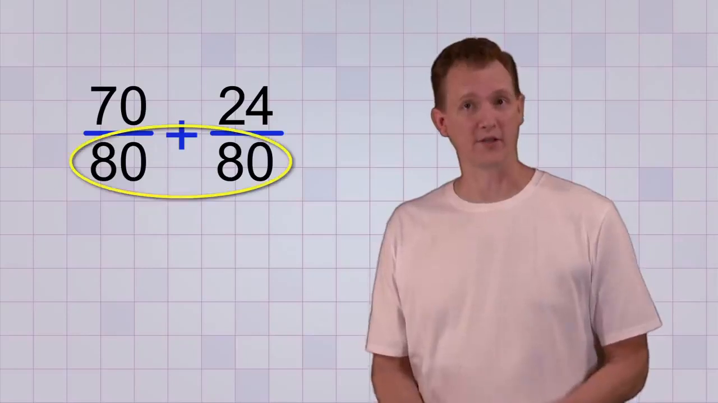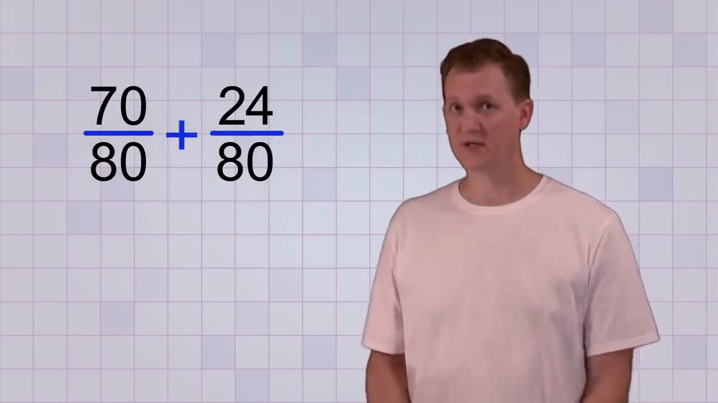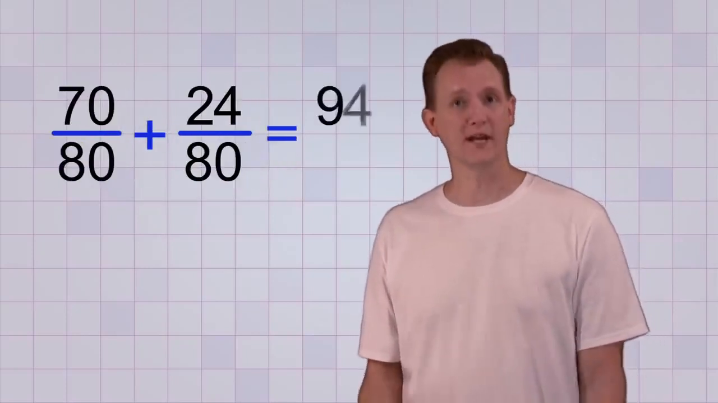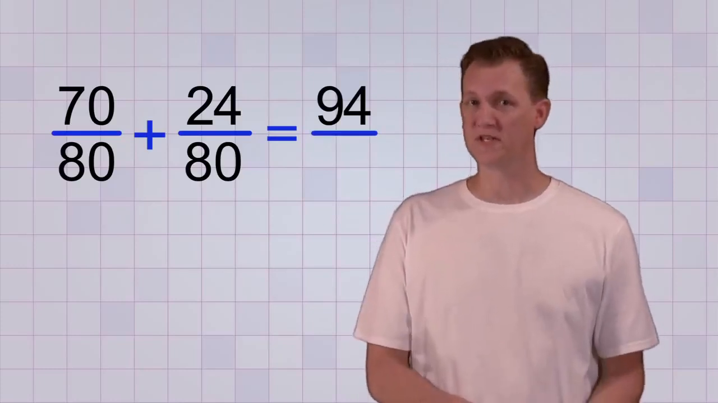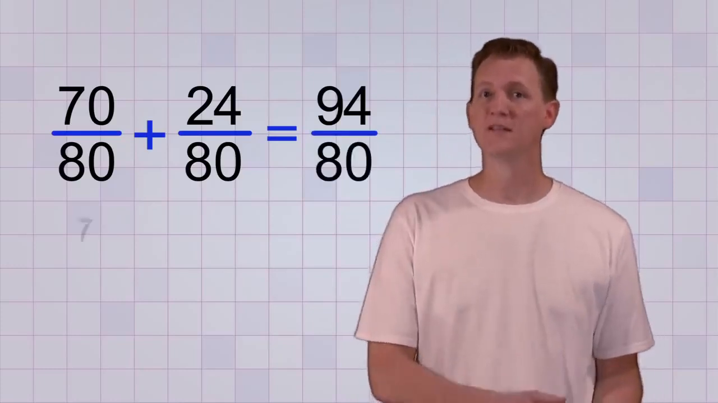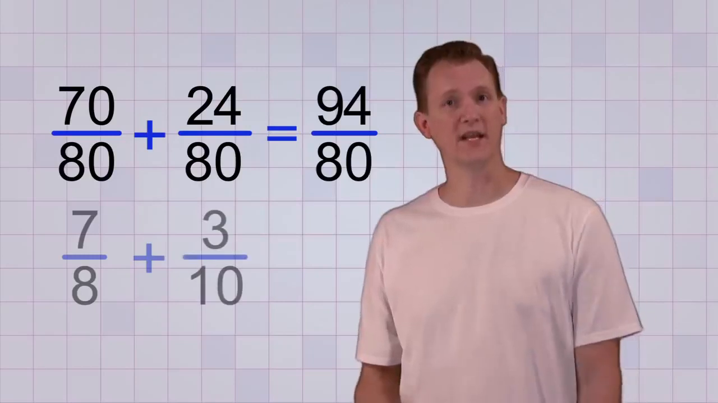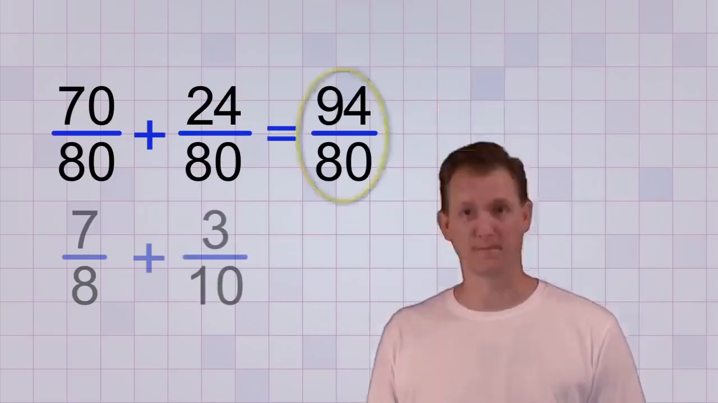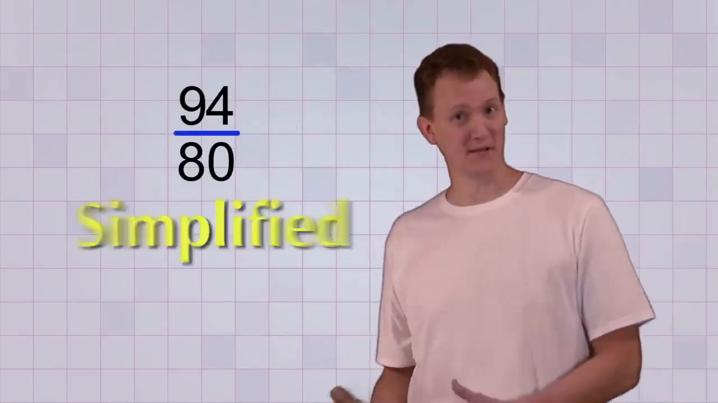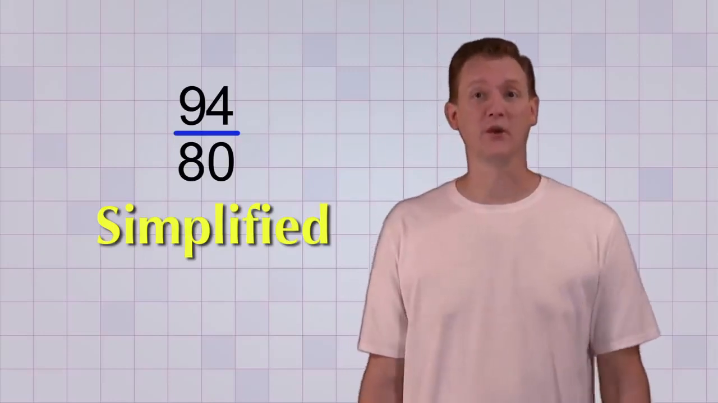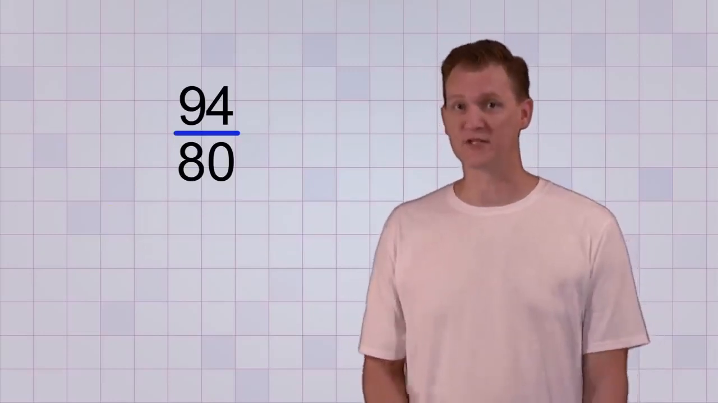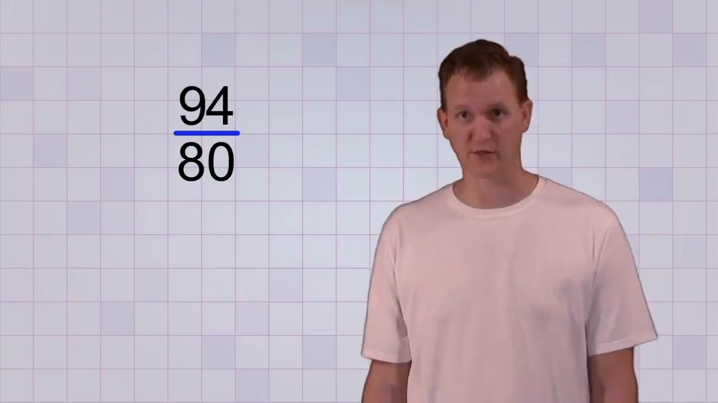Now that we have like fractions, we can just add the top numbers. 70 plus 24 equals 94. And keep the bottom number the same, 80. So 7 over 8 plus 3 over 10 equals 94 over 80. Some of you see that this answer could be simplified. Be sure to check out our videos on mixed numbers and simplifying fractions to see how you could do that for your final answer. All right, that's the first way you can find the common denominator and change your unlike fractions into like fractions so you can add or subtract them easily.